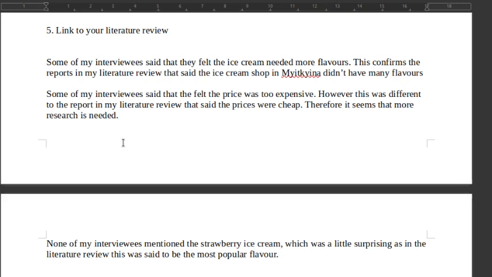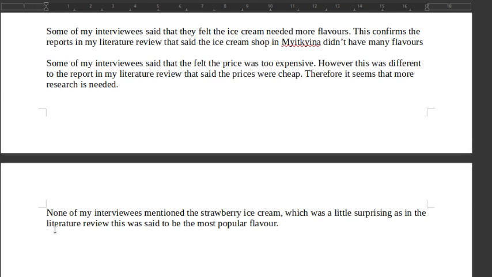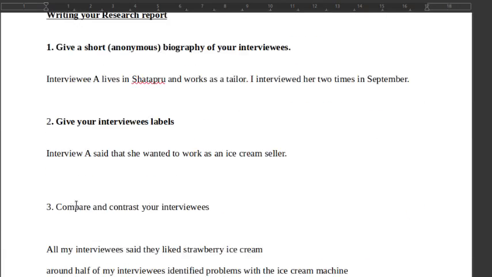Or maybe the things that your interviewee said were different to the literature review. In that case, write it down. Tell us. Say, my interviewee said this. This is different to the literature review. What does that mean? Maybe we need to do more research. I don't know. Maybe the literature review was missing something. Write it down. It's all part of it. So that's 5 things.